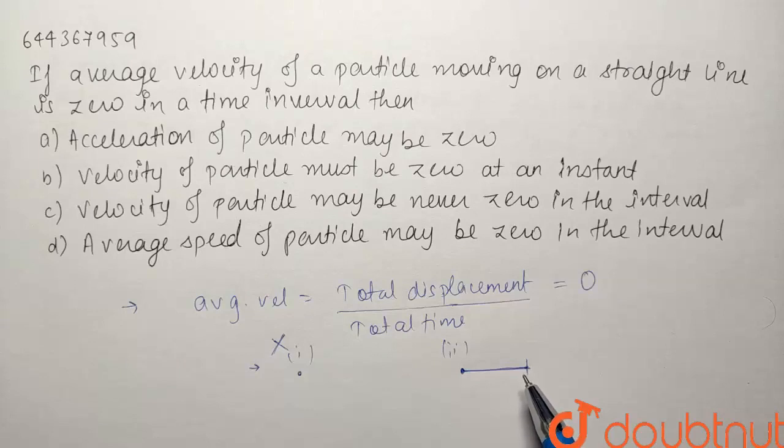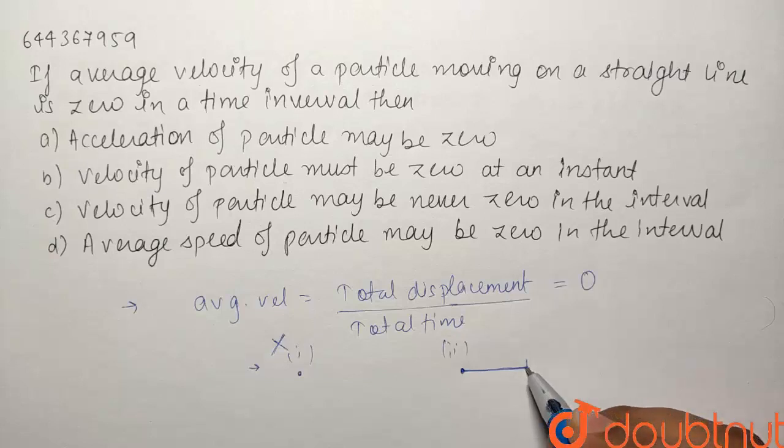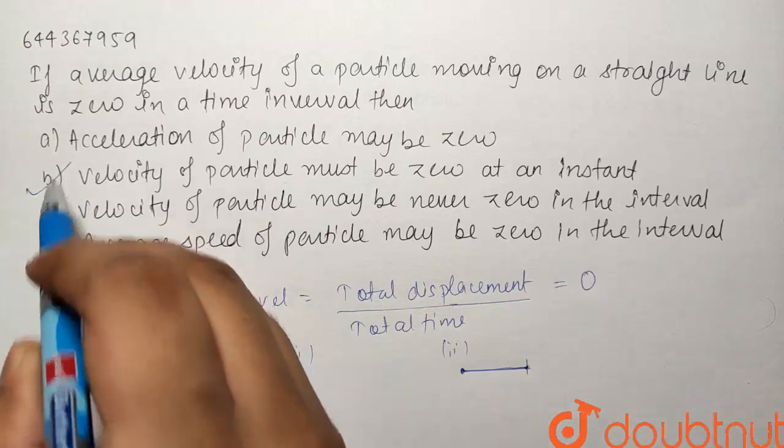So acceleration of the particle cannot be 0. If I look at the second option, velocity of particle must be 0 at an instant, this is true, as I already explained that at this end point the velocity has to be 0. So our option B is a correct answer.